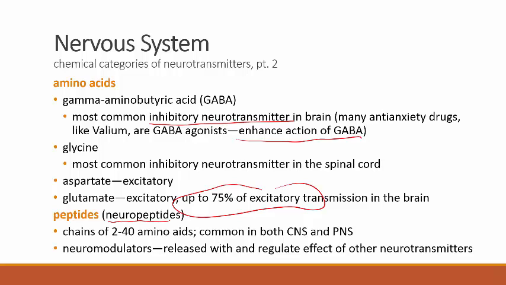And frequently, these peptide neurotransmitters act as something called a neuromodulator. So they release and they help to regulate the effect of other neurotransmitters. They're released alongside these other neurotransmitters that they're regulating, and they can either turn on or turn off the action of other neurotransmitters. So that's what we mean when we call them neuromodulators, because they help to regulate other neurotransmitters' activity.